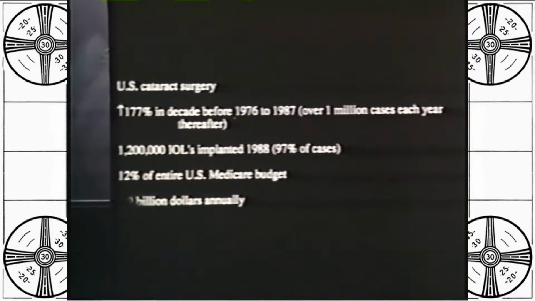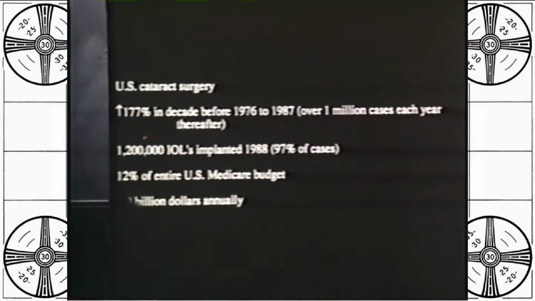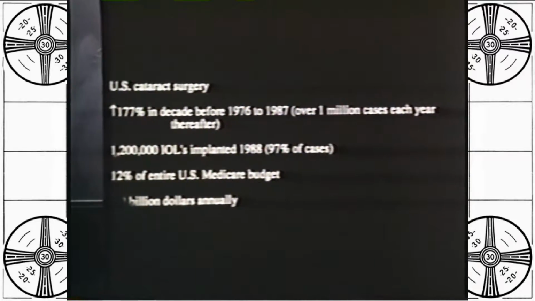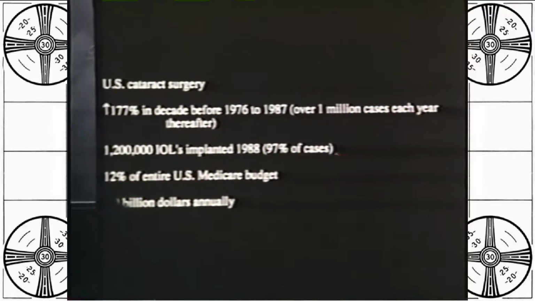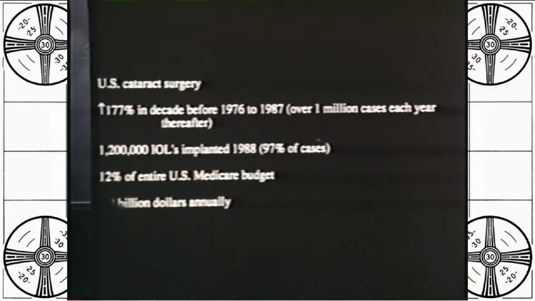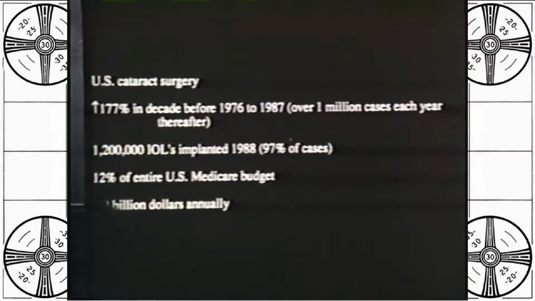Let me just tell you a little bit about that. U.S. cataract surgery: compared to the decade before 1976, cataract surgery each year has increased 177%. Over 1 million cases have been performed in each year after 1987. 1,200,000 intraocular lenses were implanted in 1988. This is 97% of all cases having lens implants performed, and there was a total of about 1.25 million cases done.